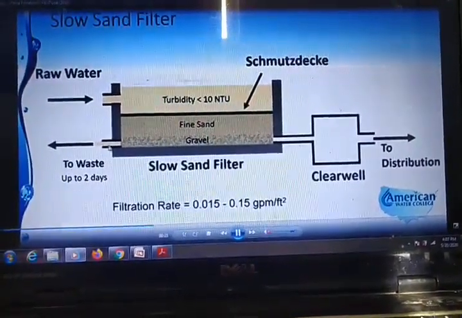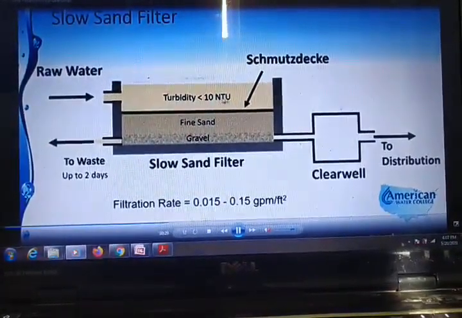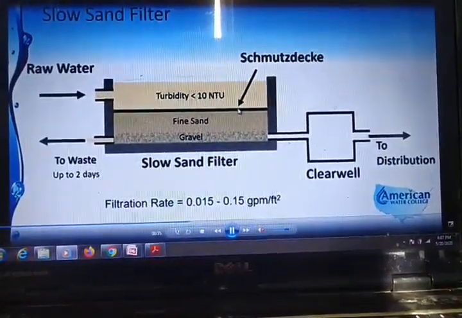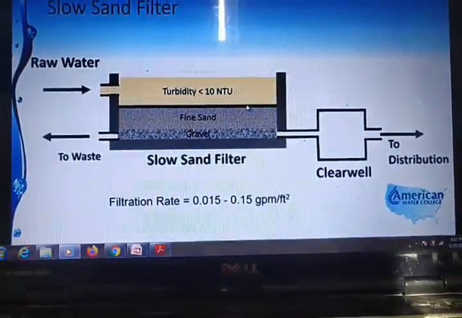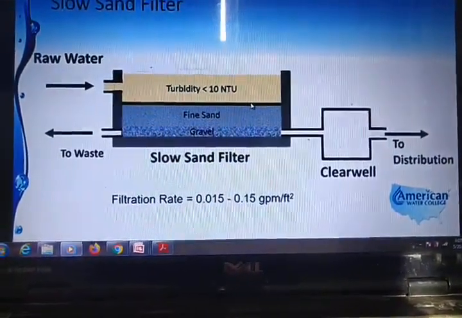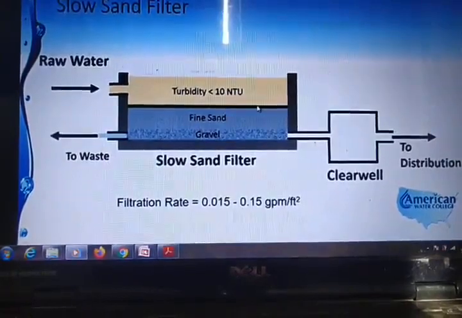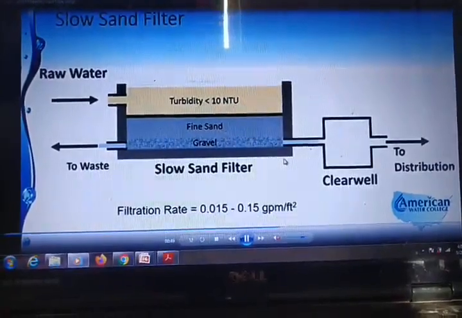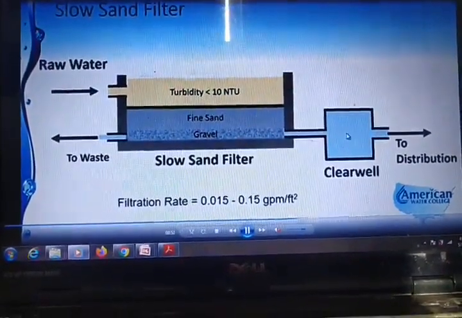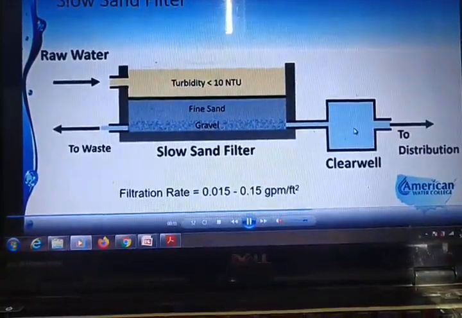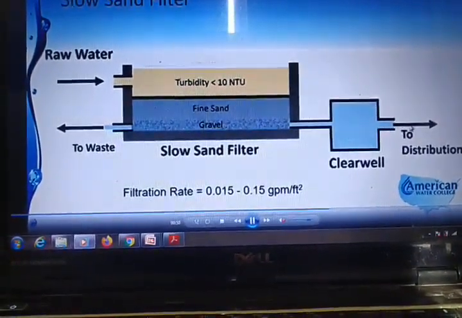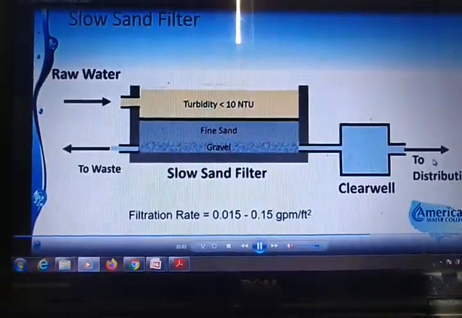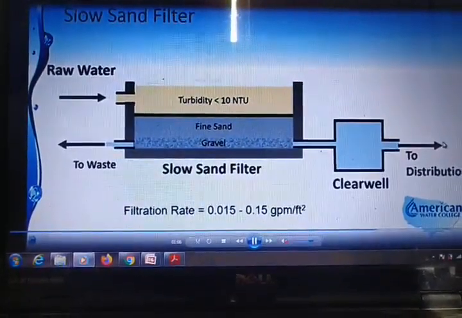Sorry, this is the waste cleaning valve, which is present at the bottom, and this is the formation of the schmutzdecke, also called the dirty skin layer. It usually gets formed after 3 to 4 days of filter operation. This is the layer of sand, and after the treatment of water, the treated water is let into this clear well, and from there it is taken to the distribution network, maybe with the help of the under drainage system.